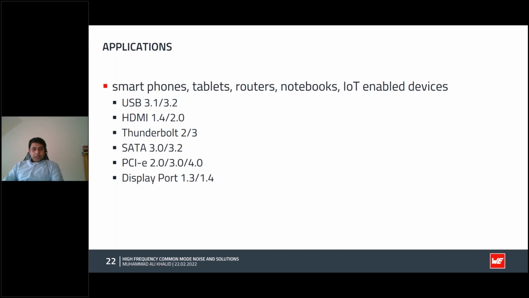On this slide, we have some of the applications where we can use our high-speed filter and successfully remove the noise. You can see almost all of the commonly used I/O standards here, including USB, HDMI, Thunderbolt, SATA, etc.